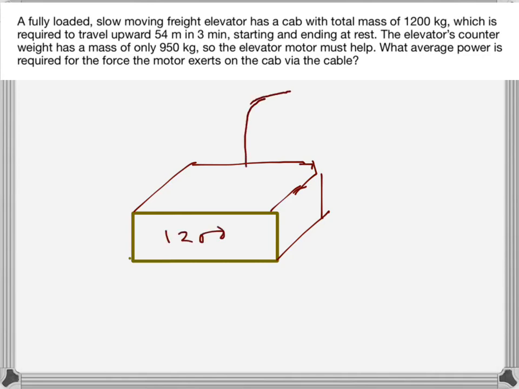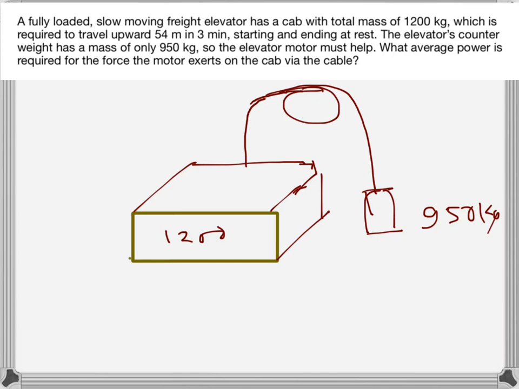So it goes there, I don't have enough space, so there is a pulley here, and there is a counterweight for the elevator, which is 950 kg. So it cannot pull the elevator up because it is less than 1200 kg. So the elevator's motor has to work to take it upwards, and it has to go upwards 54 meters in 3 minutes. So the question is, what is the power required for the force?